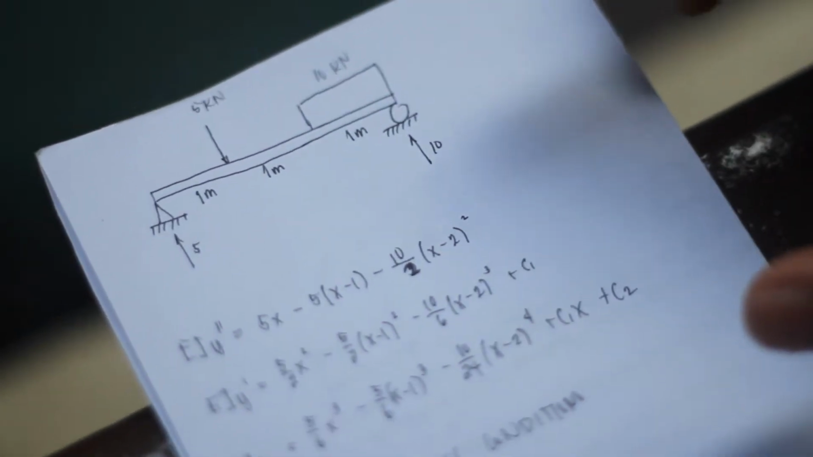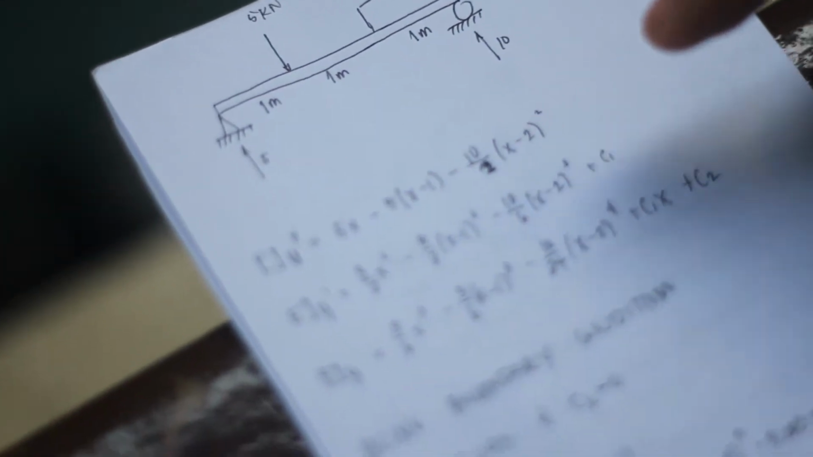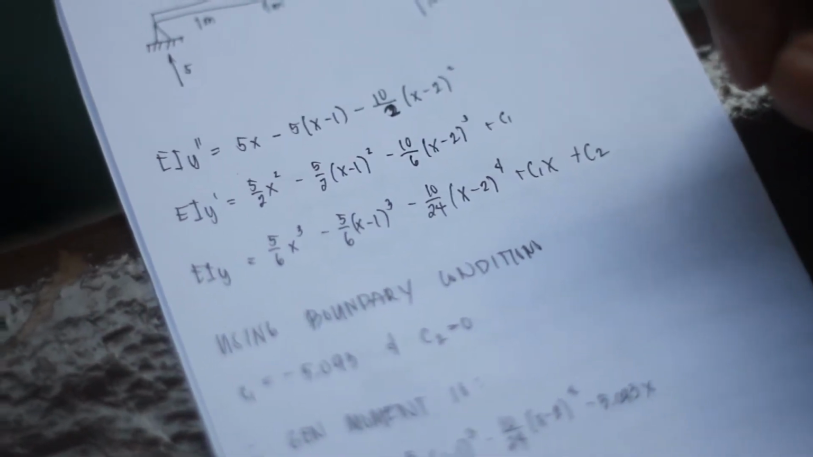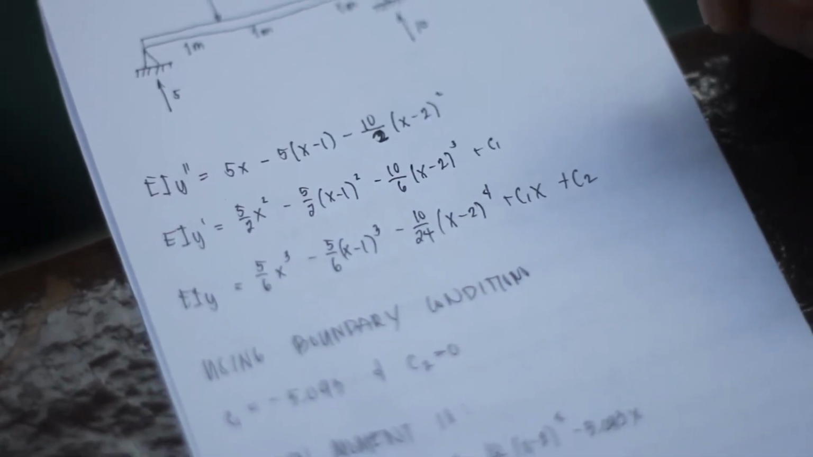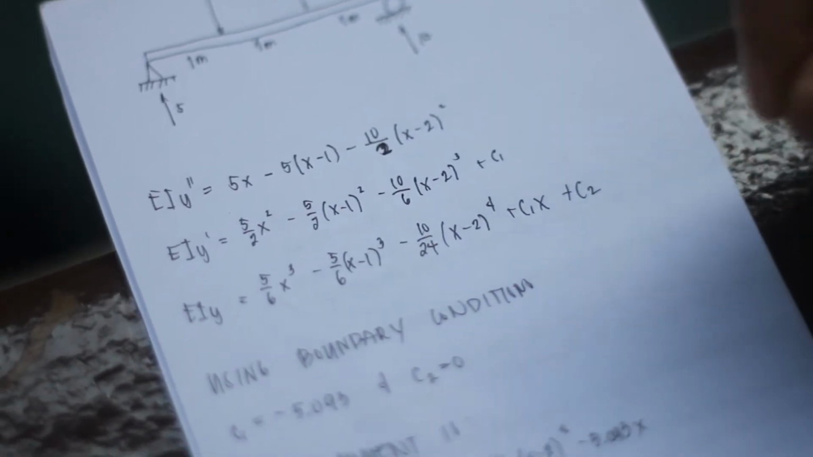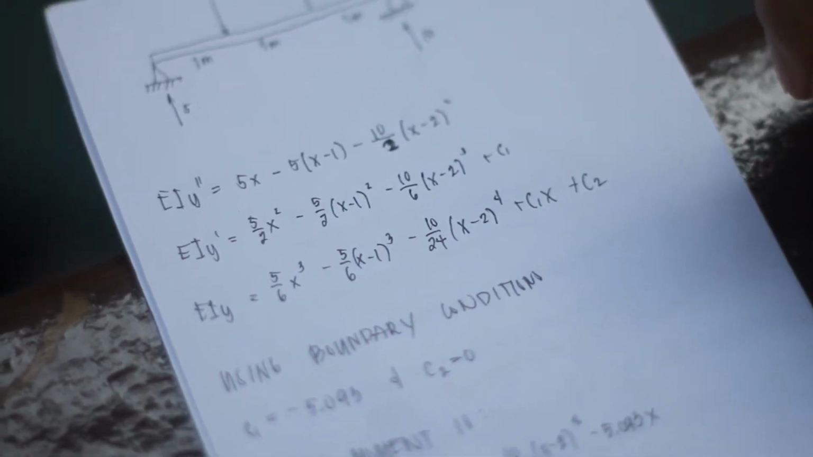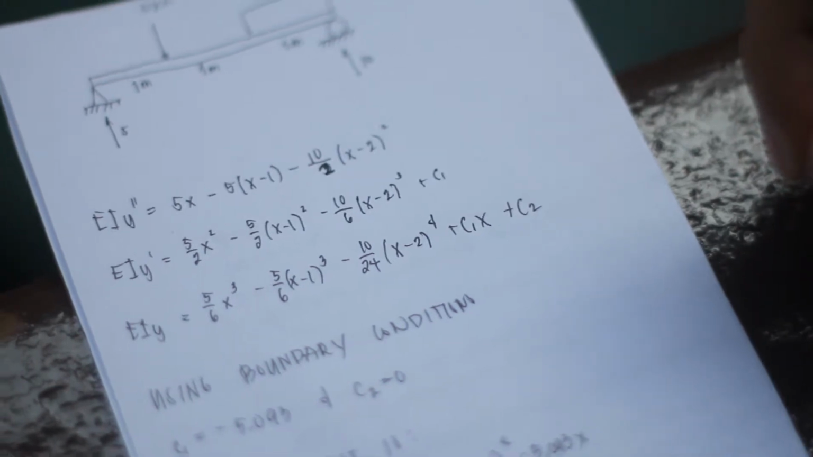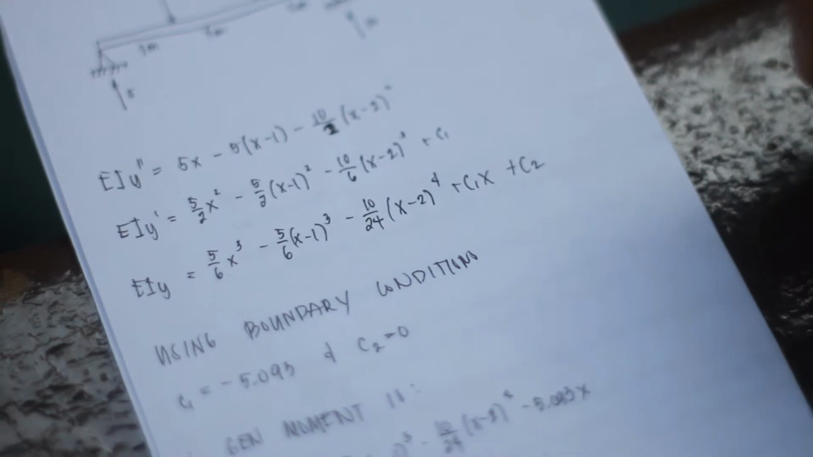If we apply all of these forces and make a general moment equation, we'll have these equations. The first one: EI y double prime is equal to 5x minus 5 quantity x minus 1 minus 10 over 2 quantity x minus 2 raised to 2. The second equation is EI y prime is equal to 5 over 2 x squared minus 5 over 2 quantity x minus 1 squared minus 10 over 6 quantity x minus 2 raised to the third plus C1.